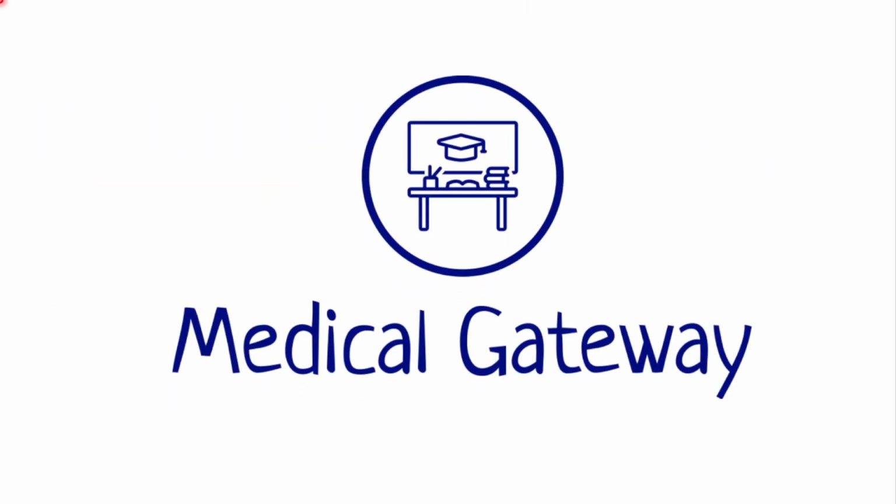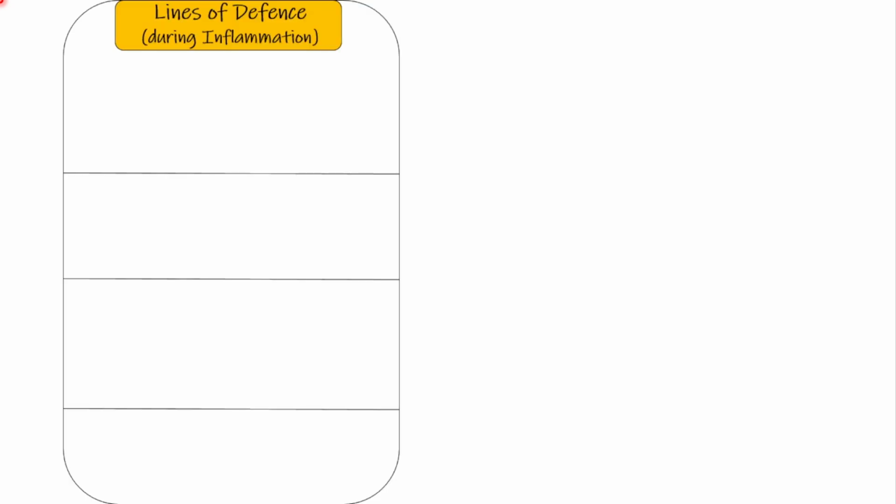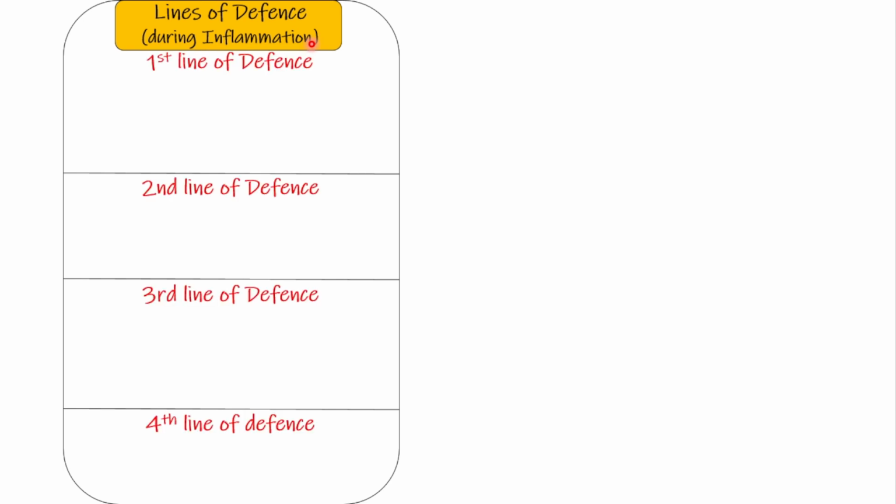Hello everyone, this is Medical Gateway, and in this part we are going to study the lines of defense during inflammation. So, lines of defense. There are 4 lines of defense: the first line of defense, second line of defense, third line of defense, and fourth line of defense.